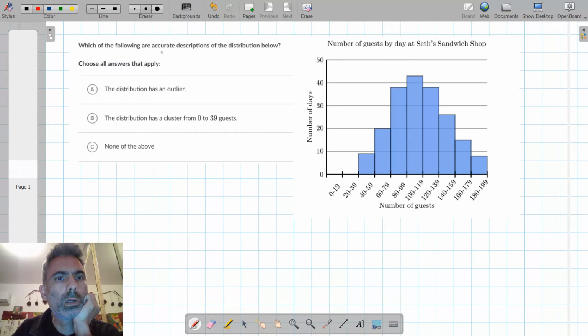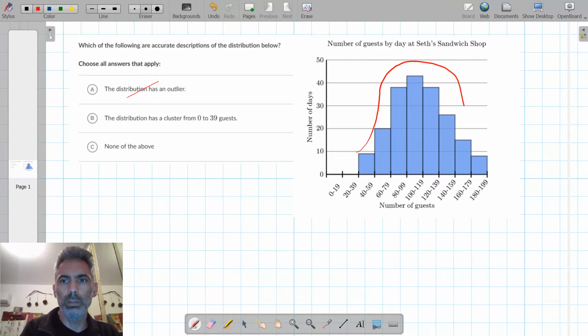Which of the following are accurate descriptions of the distribution below? Choose all answers that apply. This distribution has an outlier. Okay, so this is not correct because we see a bell that is quite symmetric. We don't see any value or bucket that is very distant from the other data points. So option A is not correct.